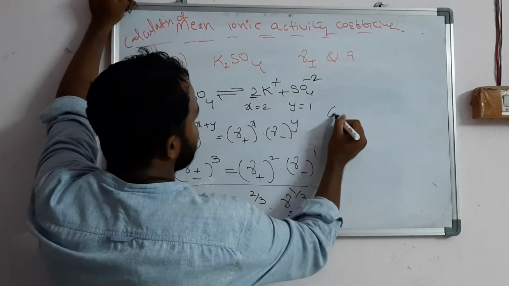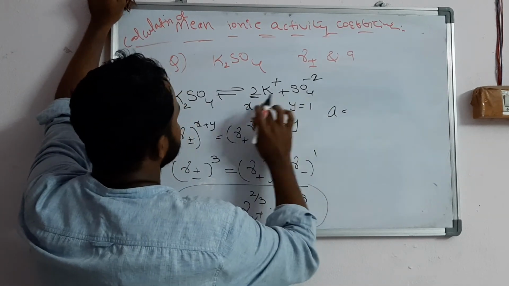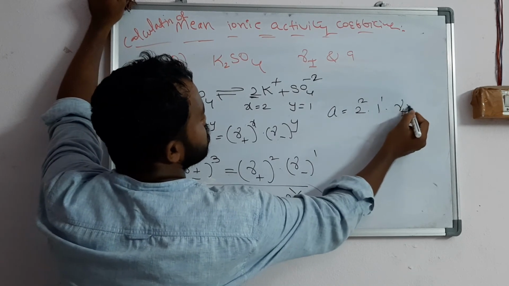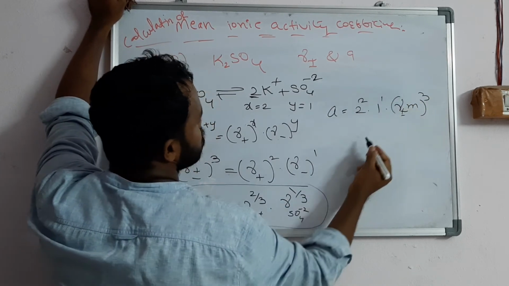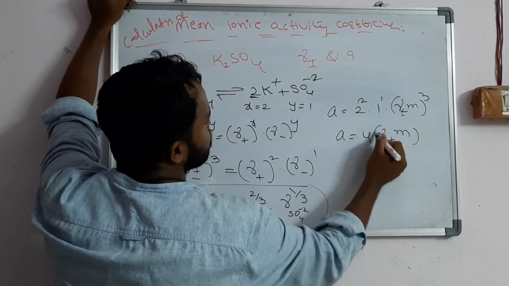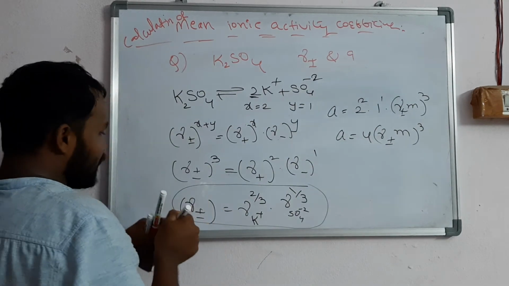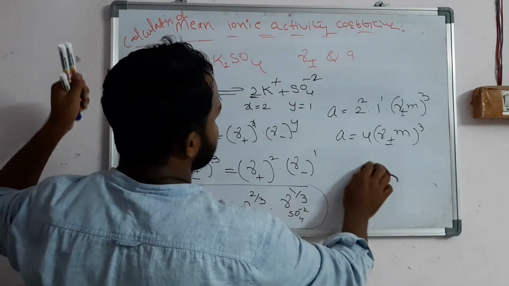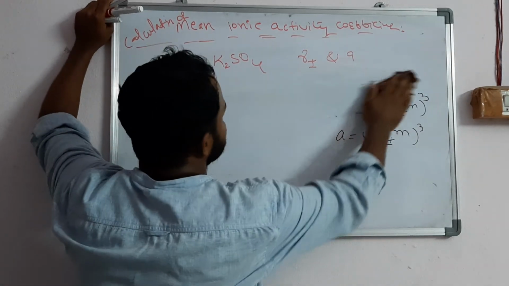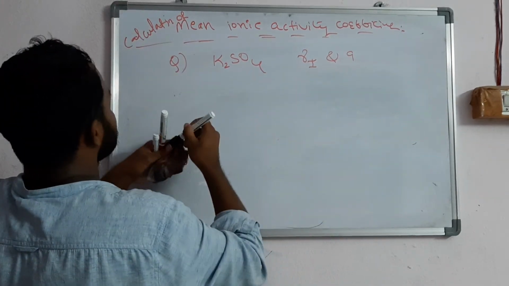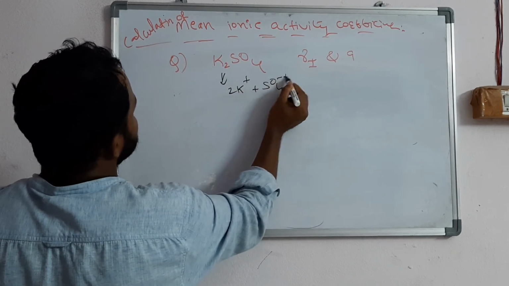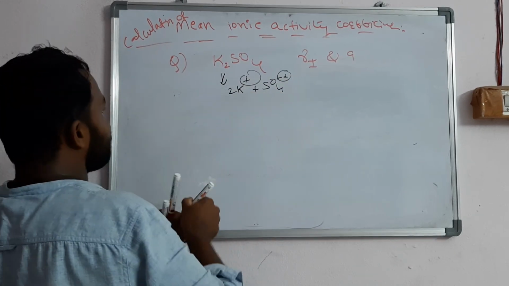Then you should write A is equal to what? X power x is 2 square. Then y power y, 1 power 1 into gamma plus or minus all to the power of x plus y, which is 3, 2 plus 1. So A is equal to 4 into gamma plus or minus m all to the power of 3. This is about the mean ionic activity of K2SO4. Because it contains 2K plus and SO4 minus 2, this is uni charge, this is bi charge, a uni-bi electrolyte.